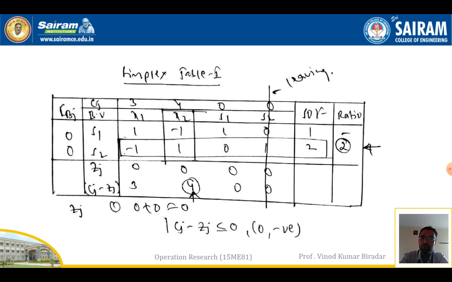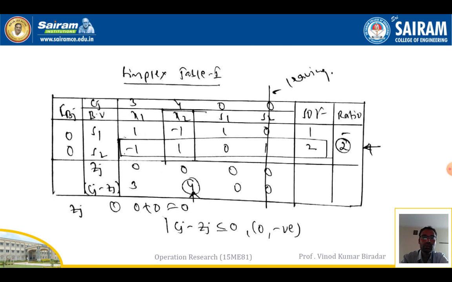Now calculate the cj minus zj values. On top cj is there, and zj is already calculated, so subtracting, cj minus zj: 3 minus 0 is 3, 4 minus 0 is 4, 0 minus 0 is 0, 0 minus 0 is 0. So we get 3 4 0 0 as the cj minus zj values.